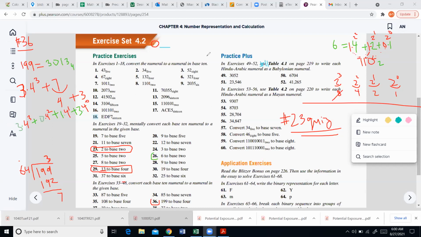Please notice there is no such digit as 2 in base 2. There are only 0 and 1.